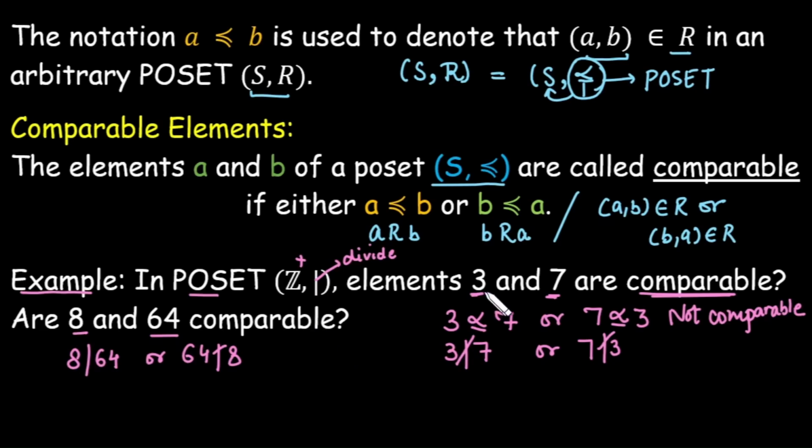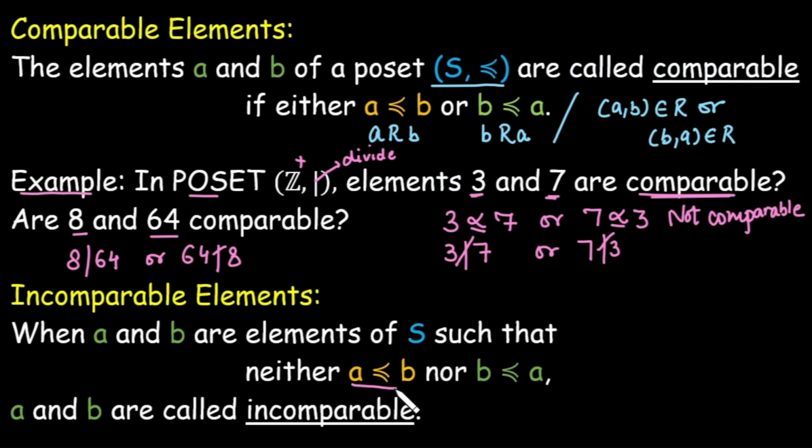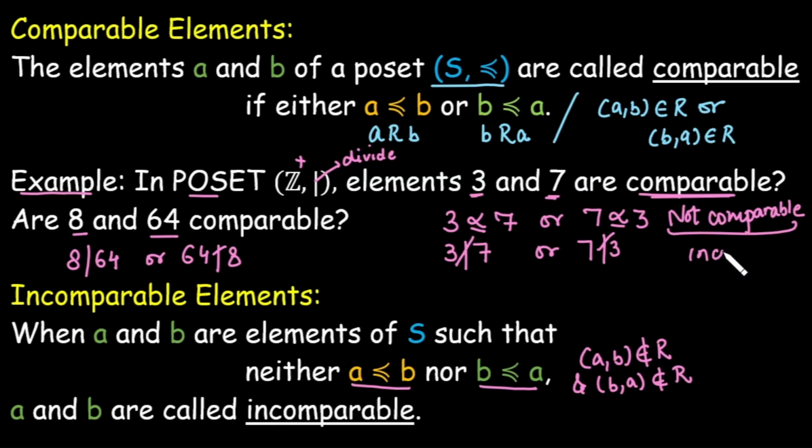Now when we say that two elements are not comparable, it means neither A is related with B nor B is related with A, and such elements are called incomparable. This symbol indicates that the ordered pair (A,B) is not part of R and the ordered pair (B,A) is also not part of R. Neither this nor this. So in that case, we say that the elements are incomparable. So here we can say that 3 and 7 are incomparable elements.